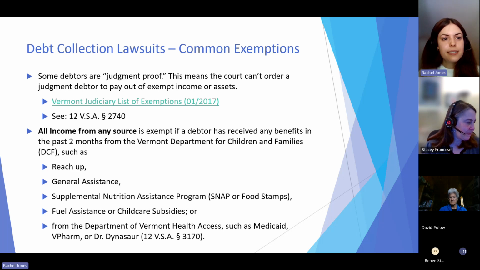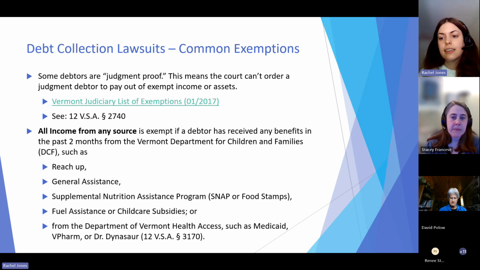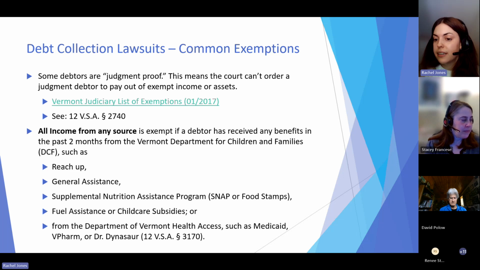Yeah, so just going to common exemptions, there are a number of exemptions that we could cover, but these are by far the most common. So if somebody gets benefits from DCF or from the Vermont Department of Health Access, and that can include SNAP benefits, Reach Up, fuel assistance, Medicaid or Dr. Dinosaur, there are a number of benefits, then all income from that person would be considered exempt, even if they have income from employment that could still be covered by the exemption laws.